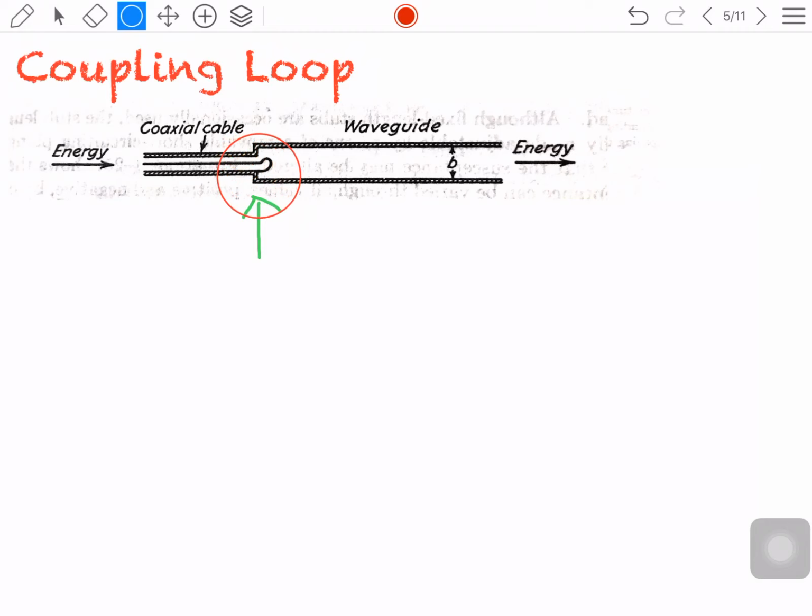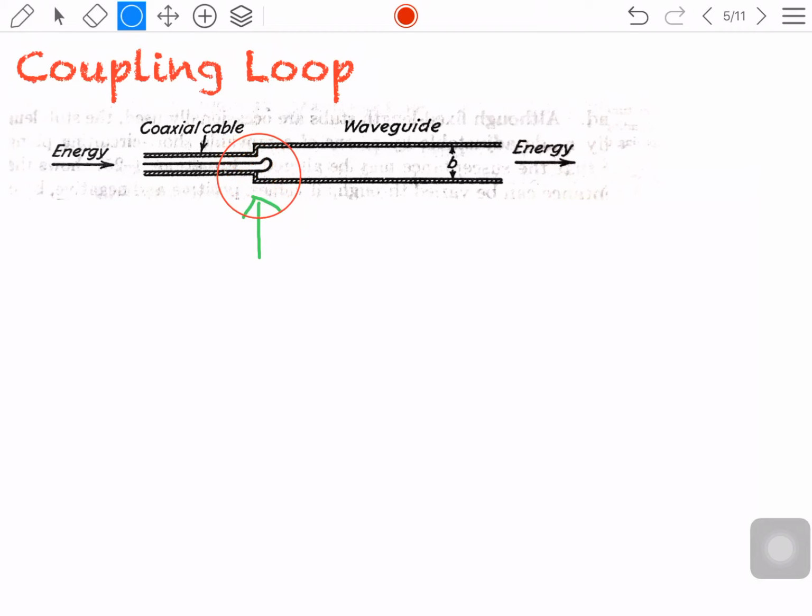Since the loop coupling is principally magnetic, the loop must be placed at or near a point of high magnetic field strength, and it is turned in such a position that its plane is normal to the flux lines. It may be mounted in the end wall of a short-circuited waveguide as shown in the figure, or else it can also be placed in the middle of the top or the bottom wall at an integral number of half wavelengths from a short-circuited end.